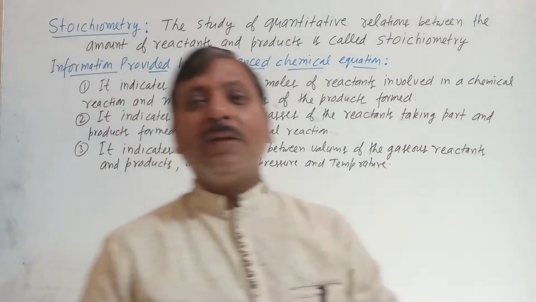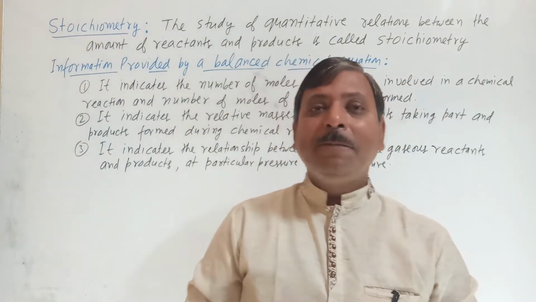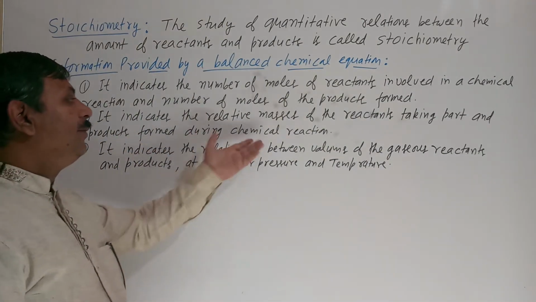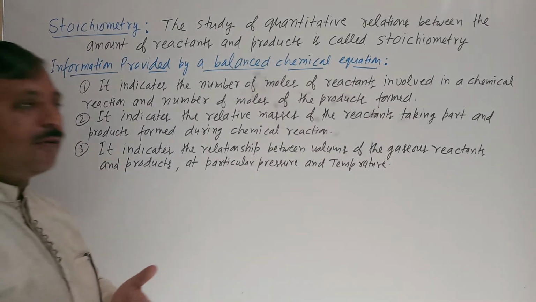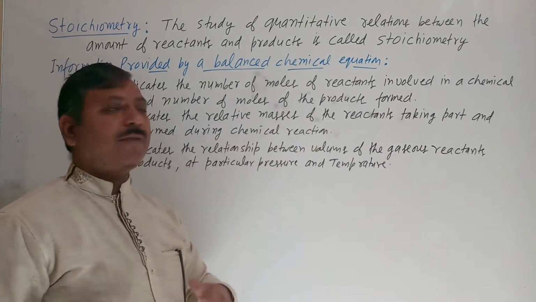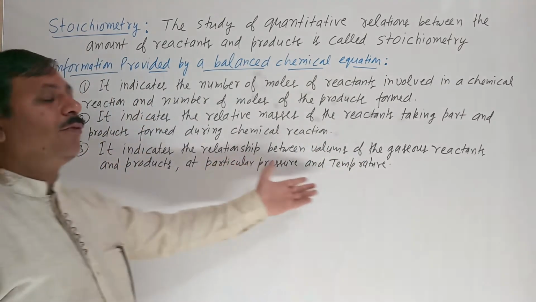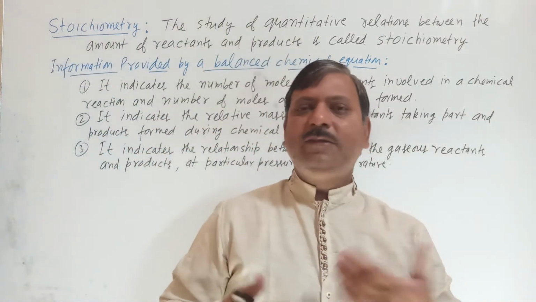It tells us the relative masses of reactants taking part in the reaction, and the relative masses of product forming during the chemical reaction. Other than that, if there is a volumetric relation, it indicates the relationship between volumes of gaseous reactants and products at a particular pressure and temperature. So we get this information from the balanced chemical equation.